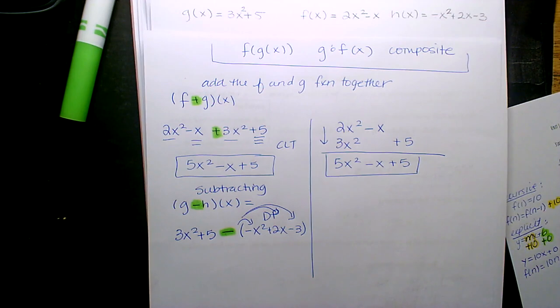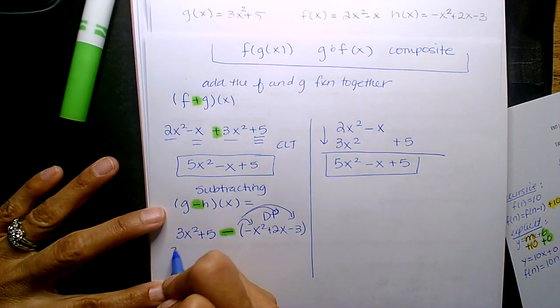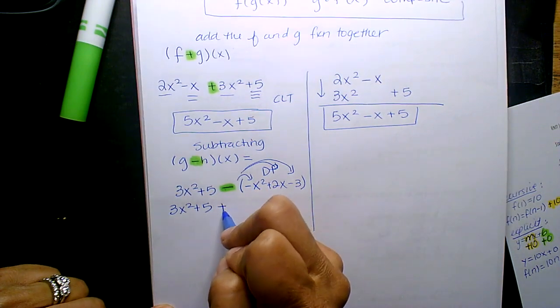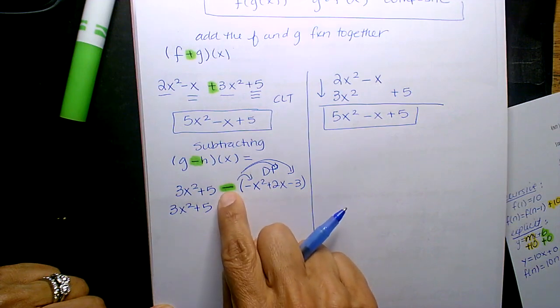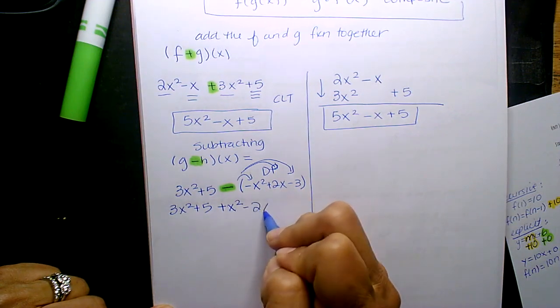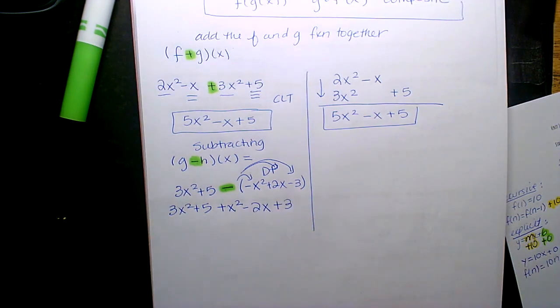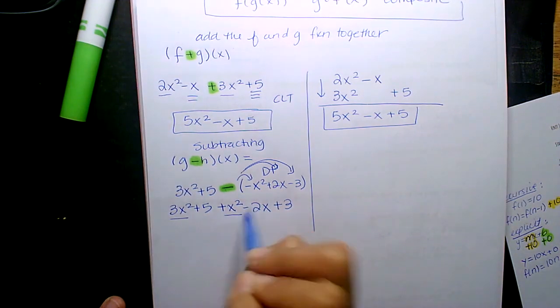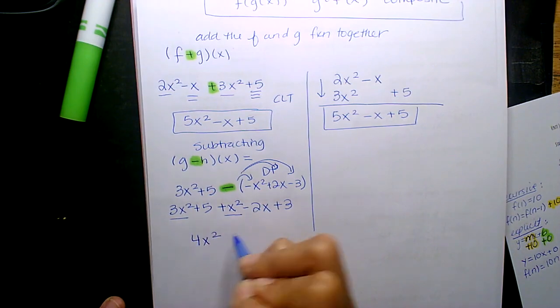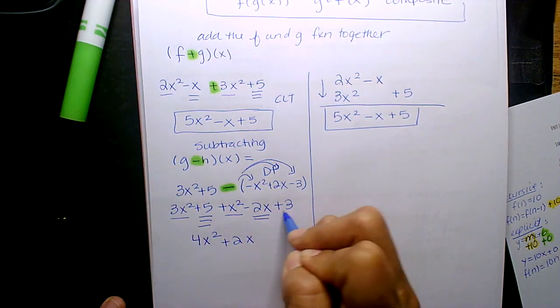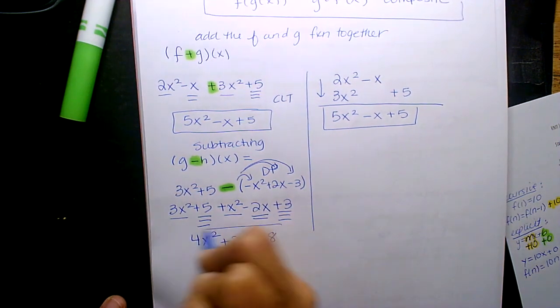Keep going? Okay, so what do I get? 3x squared plus 5. Subtraction negative x squared is positive x squared. Subtraction positive 2x is minus 2x. Subtraction negative 3 is positive 3. And now you just go ahead and combine like terms. So 3x squared and 1x squared is 4x squared, minus 2x, and then constant plus 8.